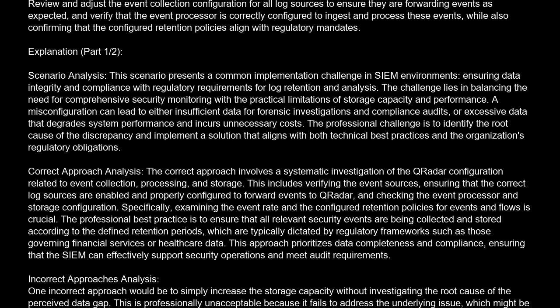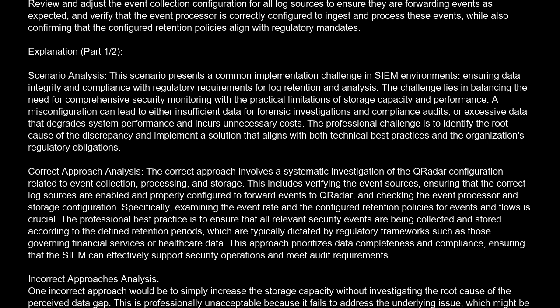The professional challenge is to identify the root cause of the discrepancy and implement a solution that aligns with both technical best practices and the organization's regulatory obligations. Correct approach analysis. The correct approach involves a systematic investigation of the QRadar configuration related to event collection, processing, and storage. This includes verifying the event sources, ensuring that the correct log sources are enabled and properly configured to forward events to QRadar, and checking the event processor and storage configuration.